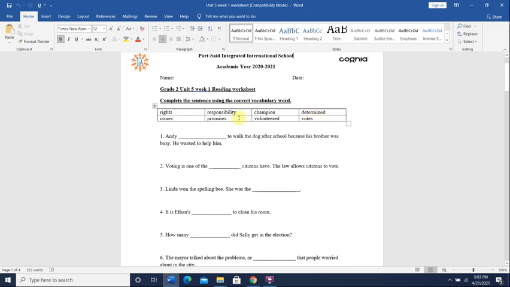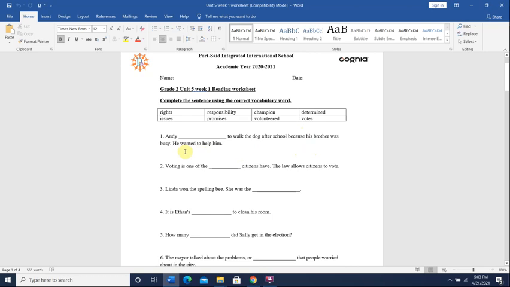Number one. Andy blank to walk his dog after school. Andy blank to walk the dog after school because his brother was busy. He wanted to help him. So Andy said that he will walk the dog after school because his brother was busy, so he wanted to help his brother.